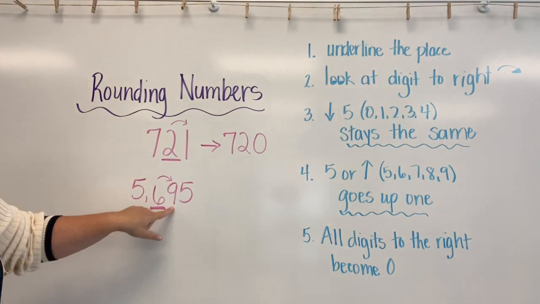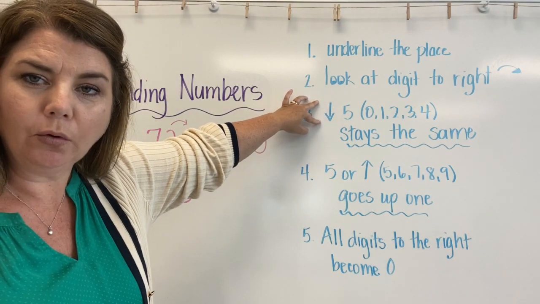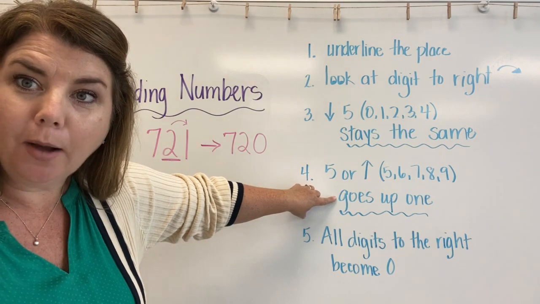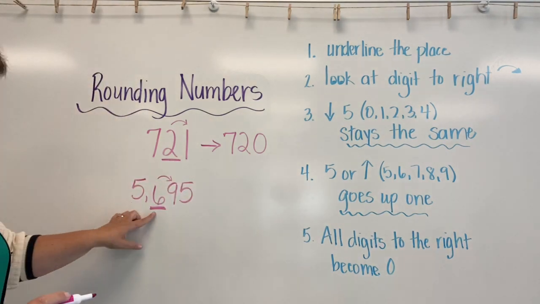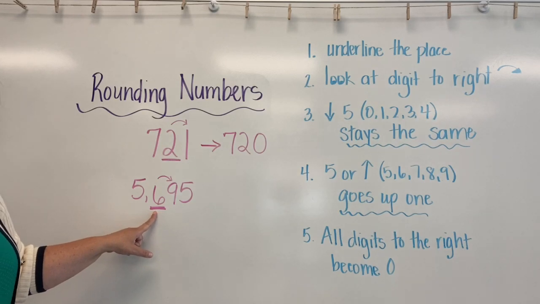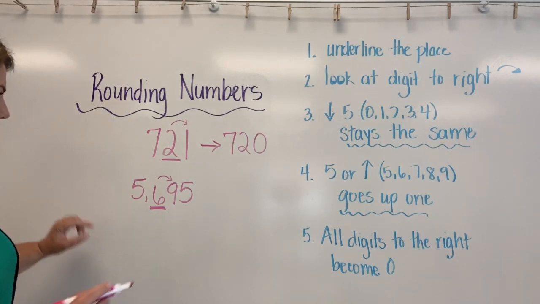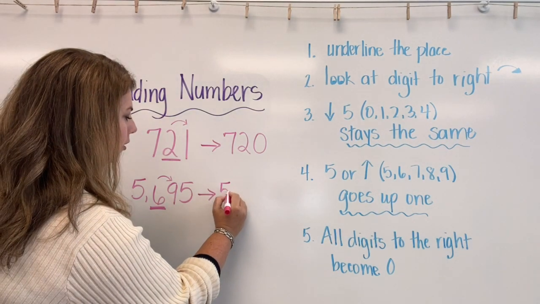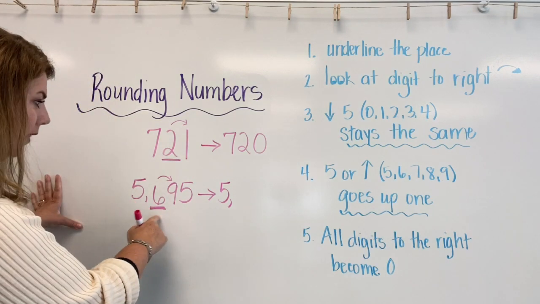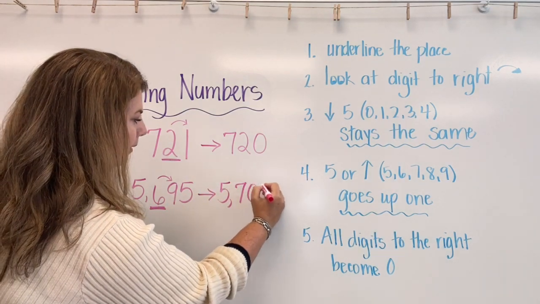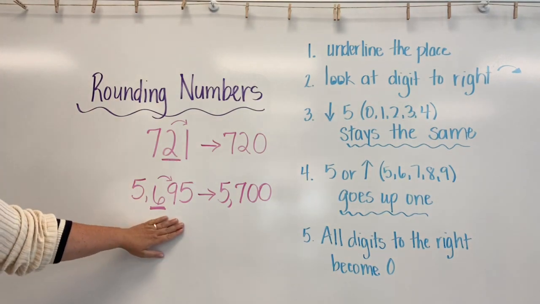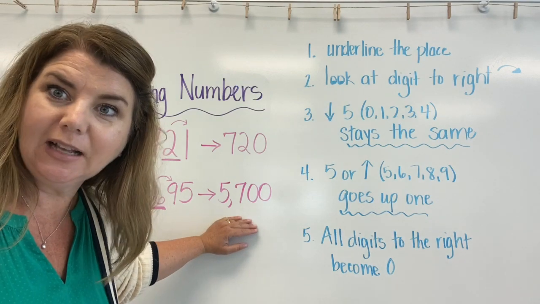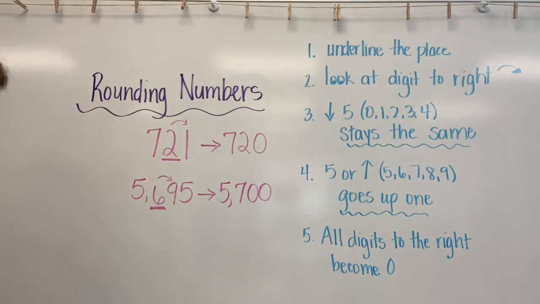It is a 9. If it's less than 5, I do rule 3. Nope. If it's 5 or more, the digit that's underlined goes up 1. The underlined digit is going to go up 1 to a 7, and everything else behind it turns into zeros. 5,695 rounds up to 5,700. Yes, that makes sense.